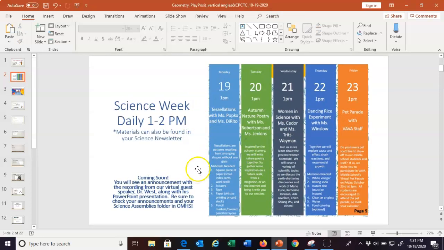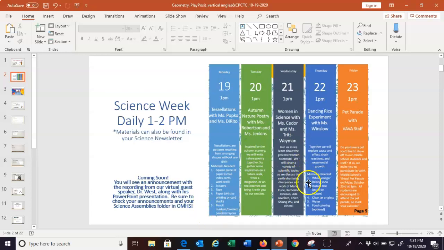So just take note, if you wanted to participate in actually creating a tessellation, then you're going to want to have these materials ready. A square piece of paper, small index cards work well, scissors, tape, paper A4 size, that's like your 8.5 by 11, and some pencils or crayons or markers.